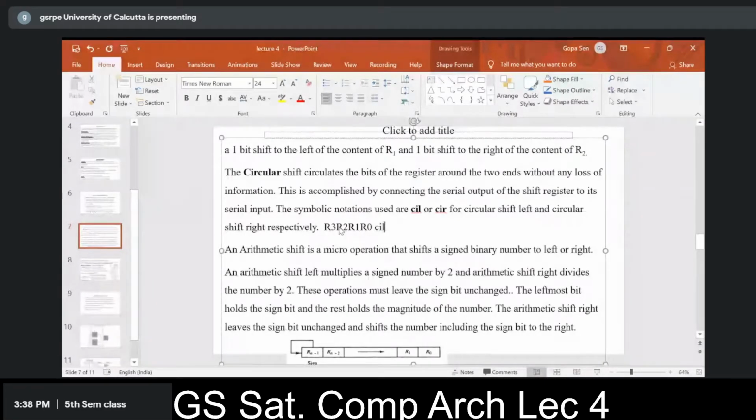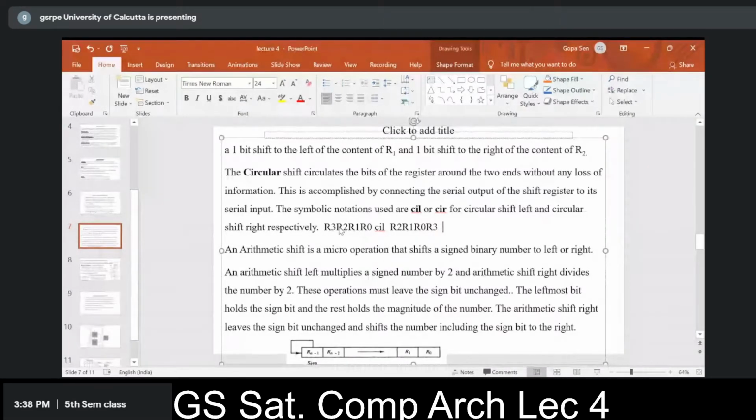Now say circular shift left is executed. What will happen? Left means all will be replaced. R2 will come, then R1 will come, then R0 will come, and no 0 will be introduced. R3 will come to the place of the vacant position.